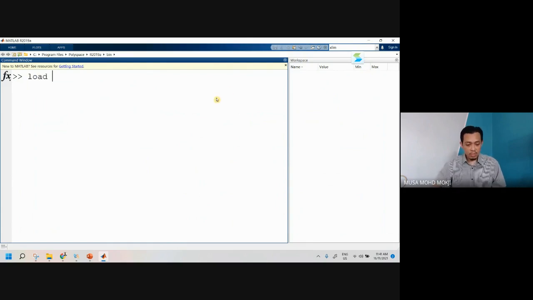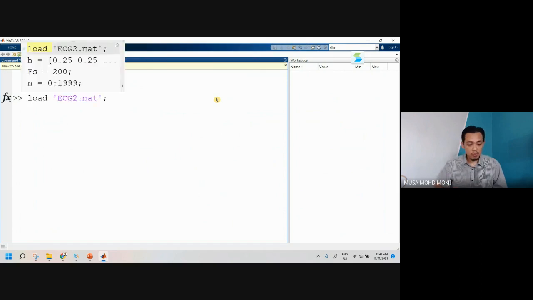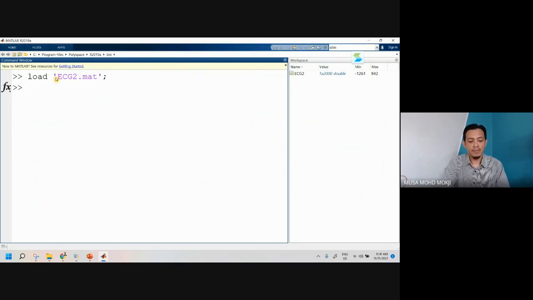First I'm going to load my signal, which is ecg2.mat. I'm loading it. This is my signal now, ecg2. How many samples do I have? 2000 samples. Because we have 2000 samples, our x-axis, which is n, starts from 0, so it should end at 1999, one value before 2000. That's our n.